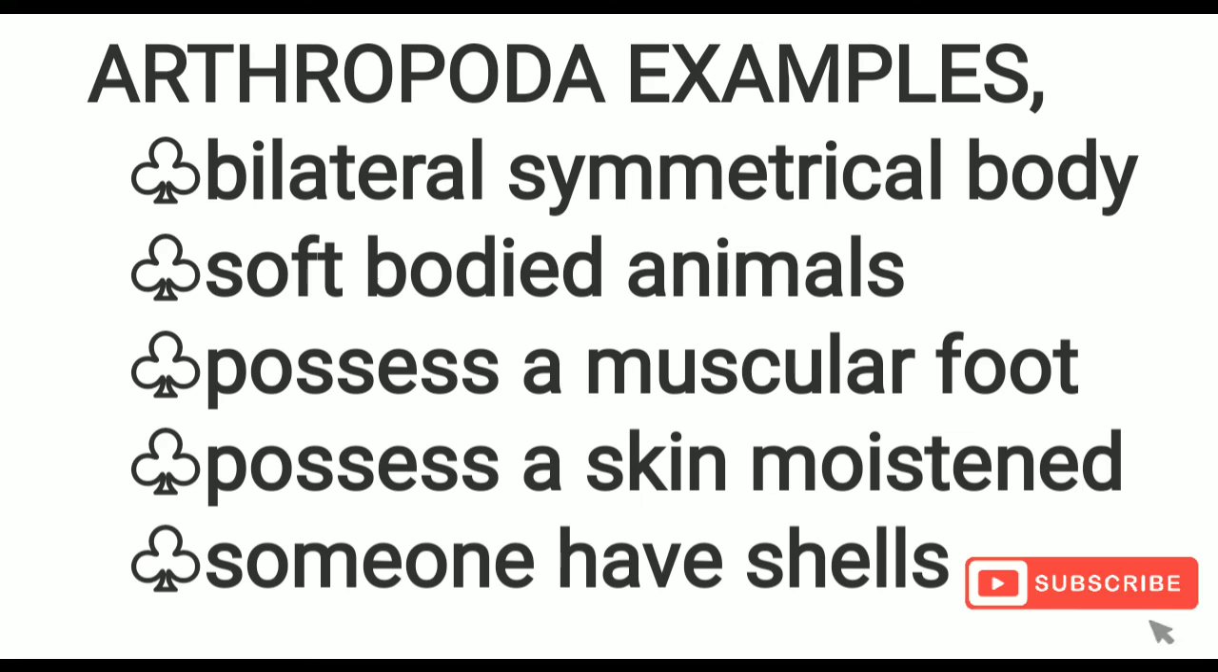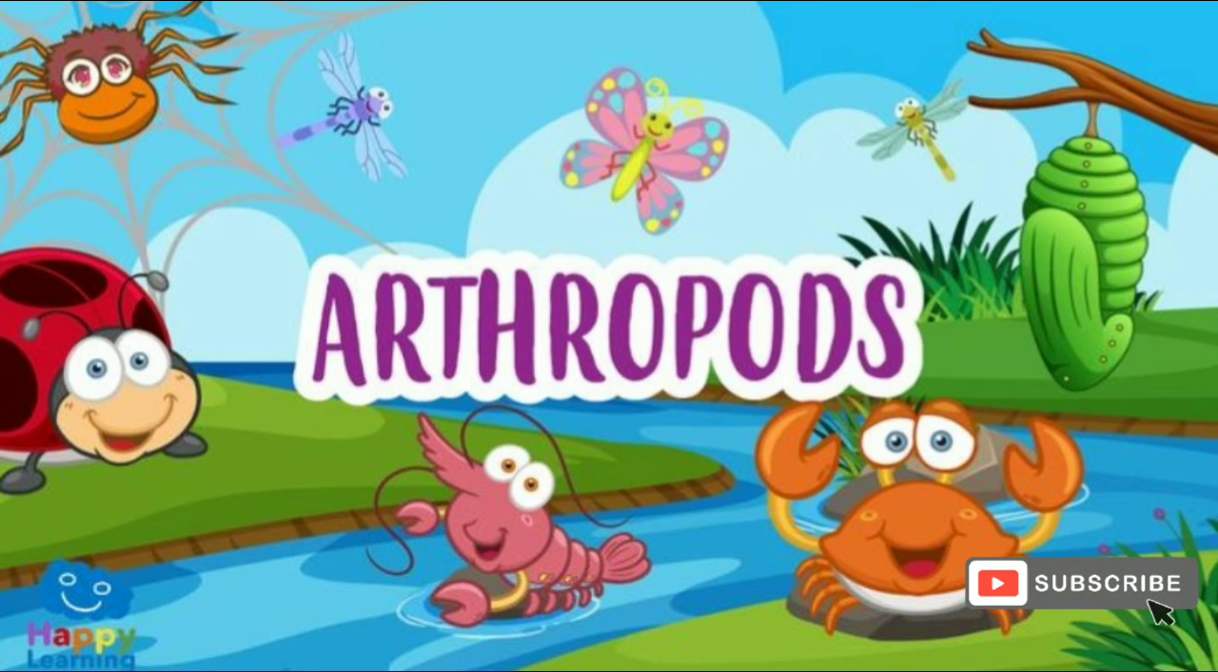The bivalve and the snail have shells. Then they have a very soft body. They are soft bodied animals and possess a muscular foot. They possess moist skin.